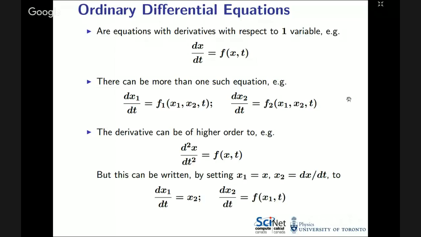So you could have a set of those, but it's still ordinary as there's only a derivative with respect to t. You can have higher order derivatives as well. Second order derivatives are very common, especially in Newtonian dynamics, because the second derivative of position would be acceleration or force. That doesn't really matter, because we can rewrite this by setting the first derivative to be a new variable x2, and then that rewrites the whole thing into a first order differential equation, but now a set of them.